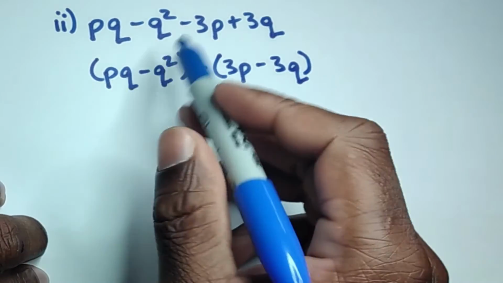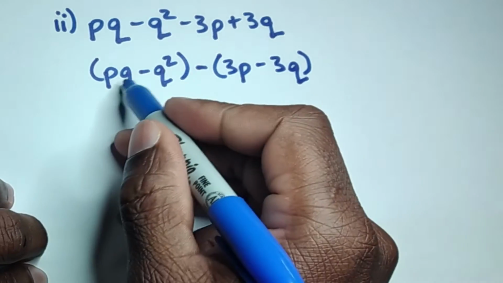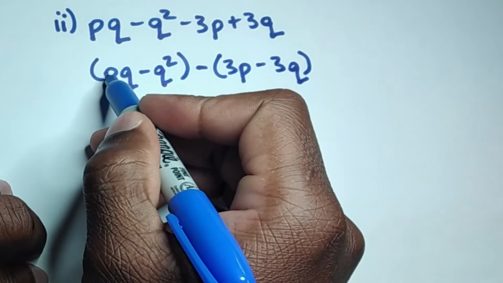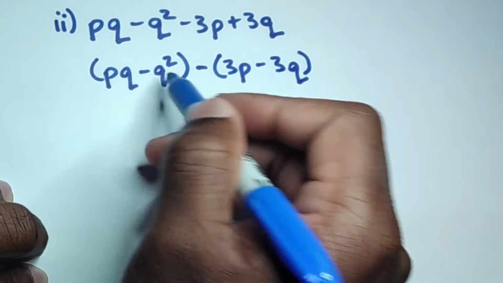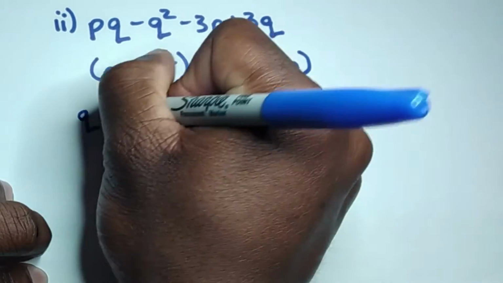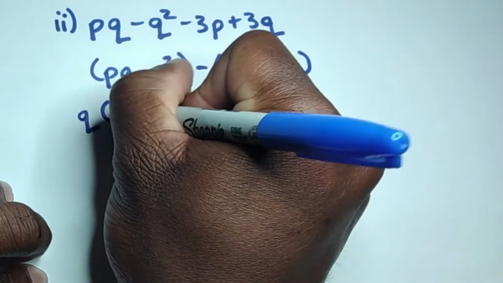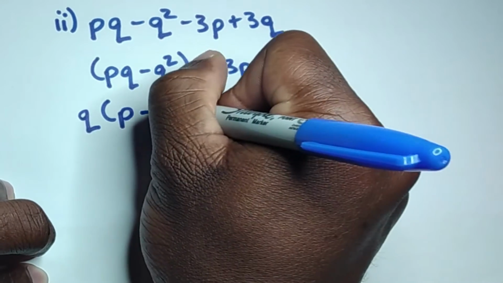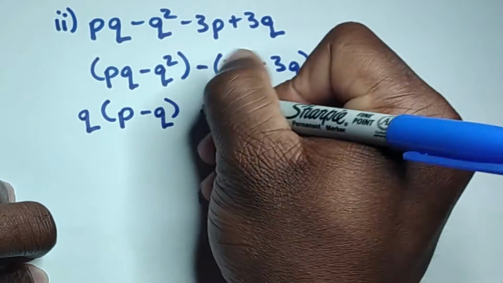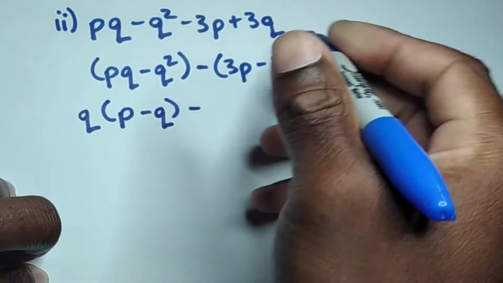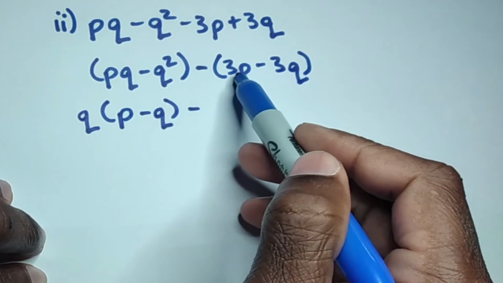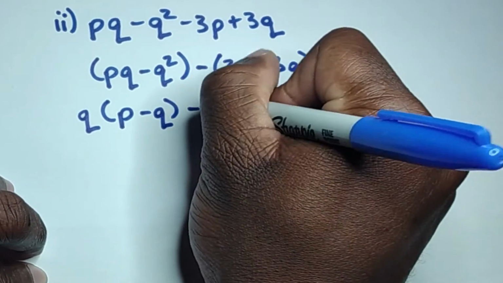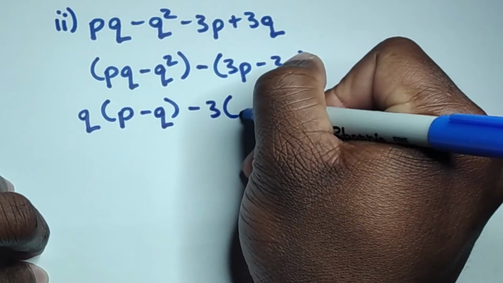Now what we can do is factor what's common in both terms in both brackets. So here we have pq minus q squared. We can get a q out of this. So we'll factor out q, and we are left with p minus, if we divide q squared by q, we'll be left with q. We have our minus sign out here, and we can factor out 3 from both these terms. So 3 is common here, so factor out 3, and we're left with p.